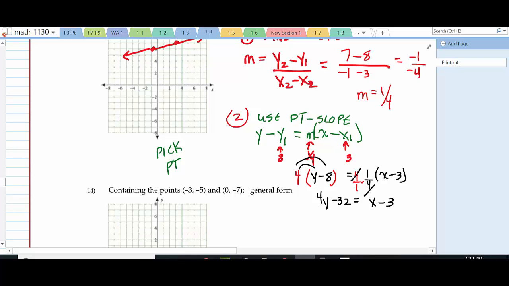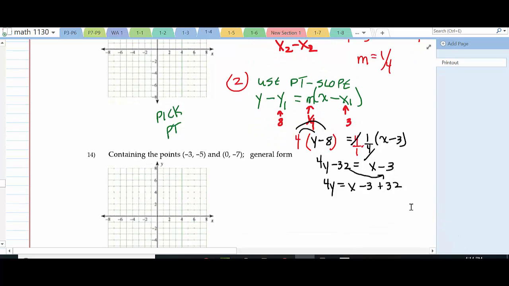Now it's easy to solve for y because you don't have to worry about fractions. So what I'm going to do is add 32 to both sides. You can show that step, or you can simply write it like this. I usually, in this level of class, get students used to just rearranging things in an equation like that. Then that would give you 4y is equal to x plus 29. The last thing you do is divide everything by 4. So divide both sides by 4, and then we're going to be in slope-intercept form.